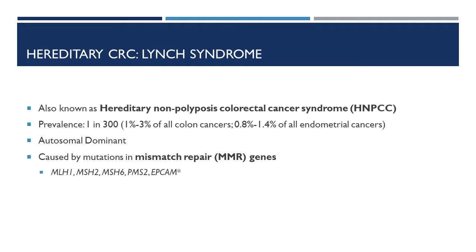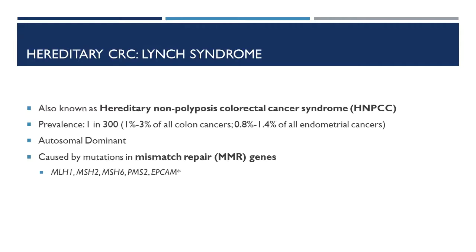Of note, the EpCAM gene is not a mismatch repair gene. EpCAM is located upstream of the MSH2 gene. Specific mutations in EpCAM cause silencing of the MSH2 gene via methylation, resulting in a phenotype similar to MSH2-associated Lynch syndrome. MLH1 and MSH2 mutations are the most commonly mutated genes in Lynch syndrome, accounting for approximately 70% of the mutations identified.